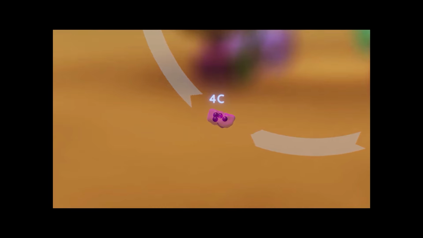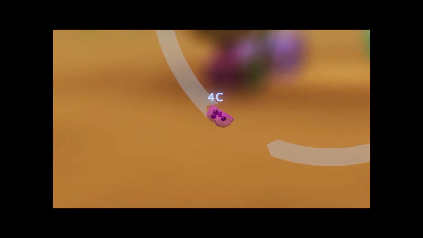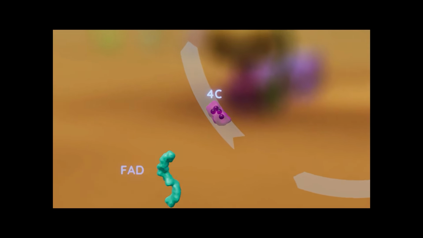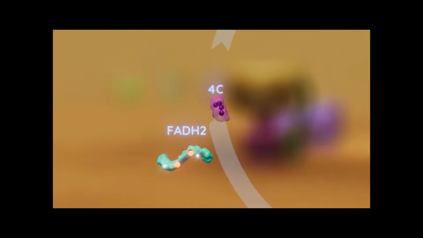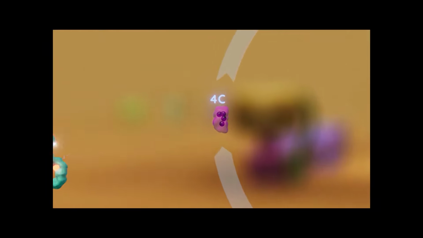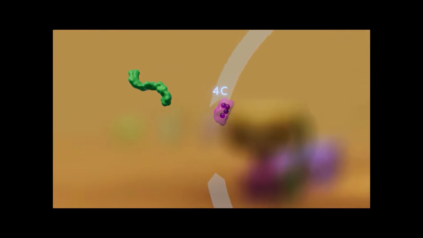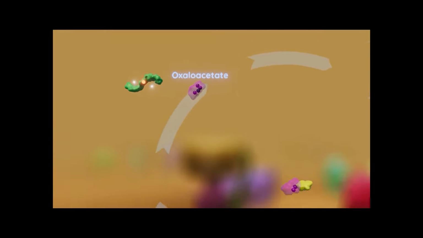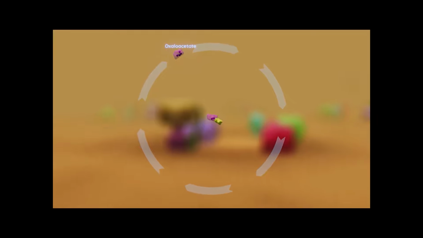Next, this 4-carbon molecule is oxidized twice. The first time it reduces FAD to FADH2. The second time it reduces NAD+ to NADH. This process regenerates oxaloacetate, which is used to start the cycle over again. Now, the process begins with the second acetyl-CoA.